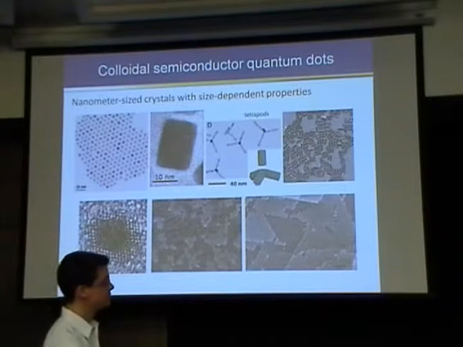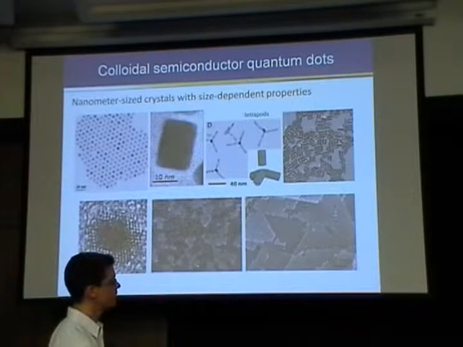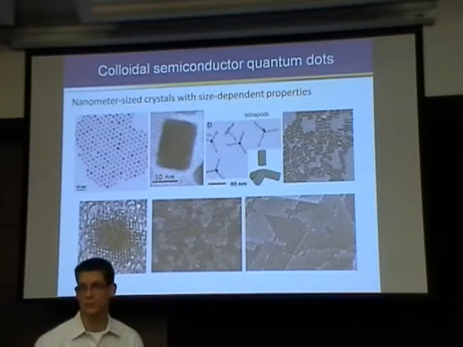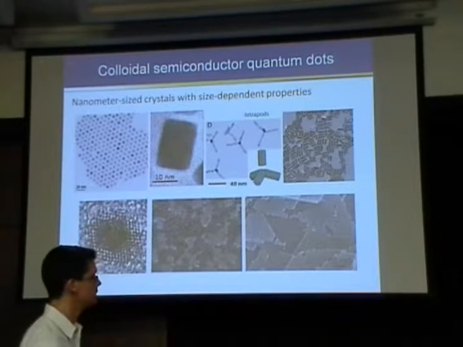One of the nice things about these structures is that since they're made in solution, we can use self-assembly to make thin films from them. I showed two examples: a partial monolayer or bilayer of quantum dots on a surface of silicon in this case, and then a self-assembled superlattice structure that's also made by just spin casting, which we'll talk about a little later down the road.